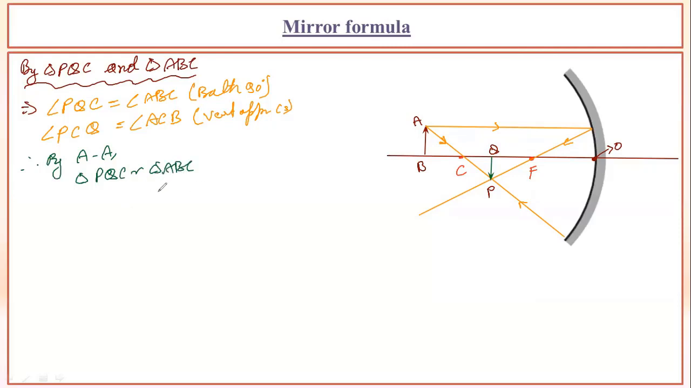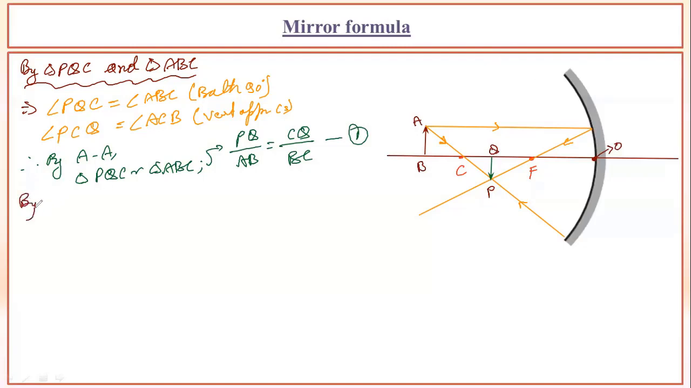And when two triangles are similar, then their sides are in proportion. So as they are similar, we can say that PQ upon AB is equal to CQ upon BC. So I have to take just this much only. I will take till here. So make it as equation 1. Now we will move to the next equation or the next value.